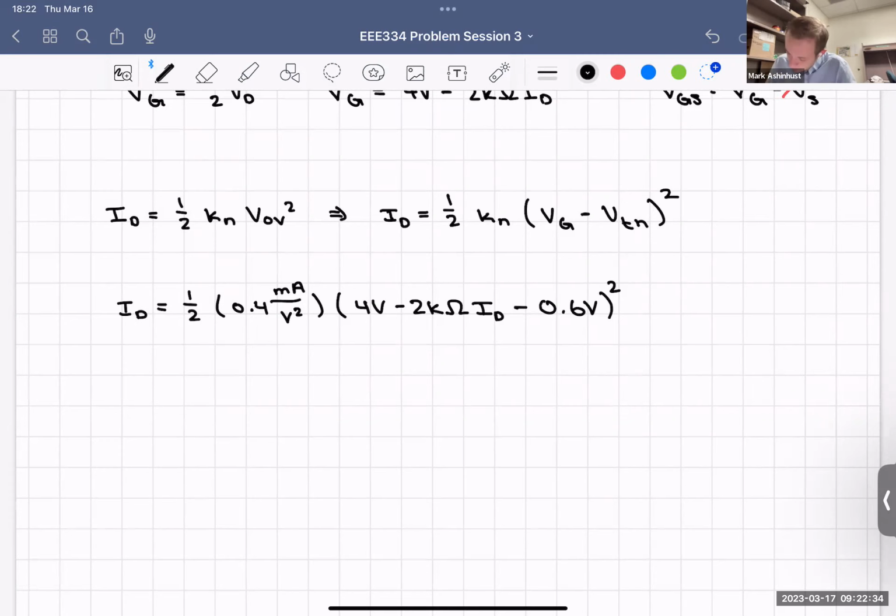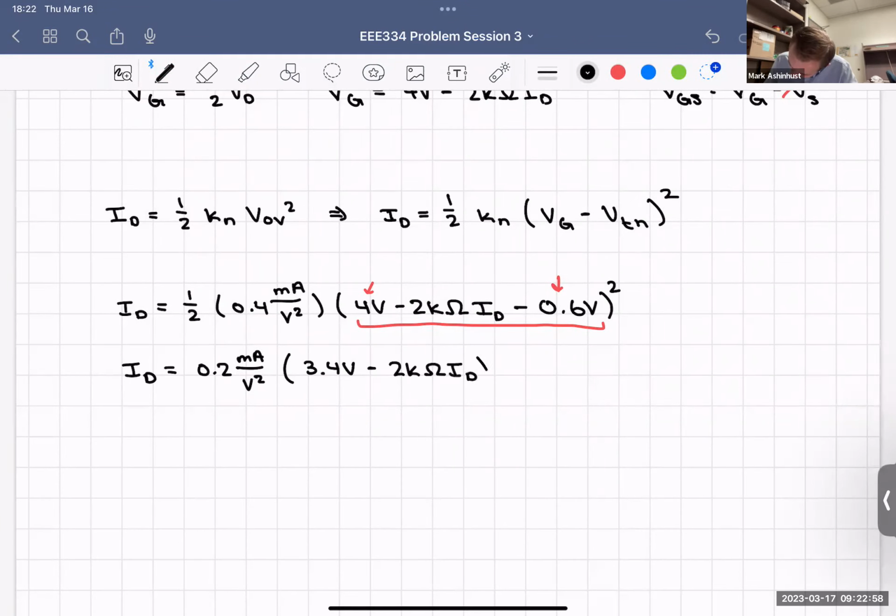So I'll divide this 0.4 by 2, so I'll get 0.2 milliamps per volt squared. I'm going to simplify what's inside the parentheses here. I have the 4 and then the negative 0.6, so I can actually make this 3.4 volts minus 2 kilo ohms ID. That looks good, and don't forget the squared, and now we need to FOIL this out.